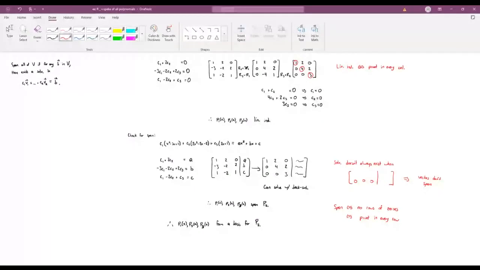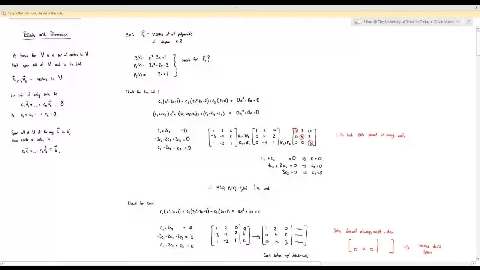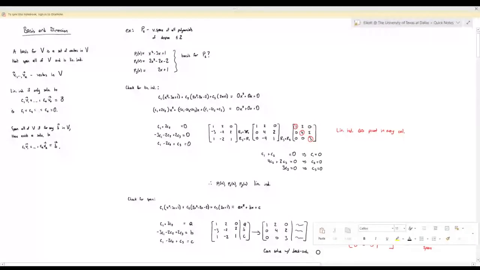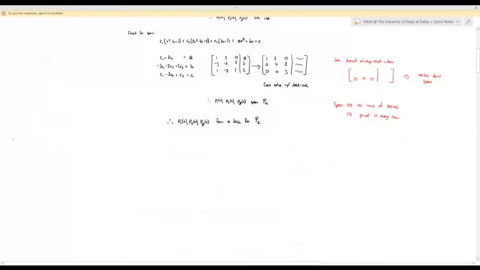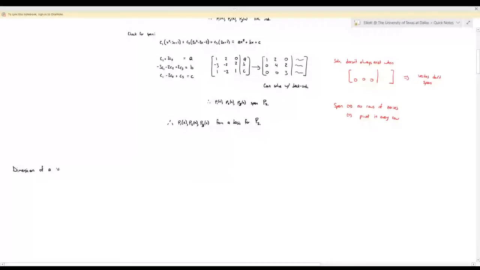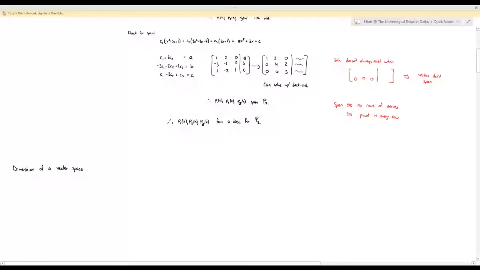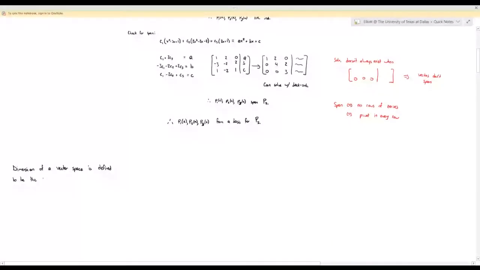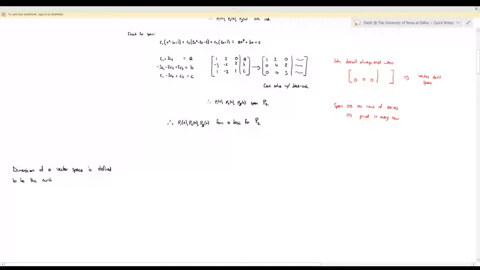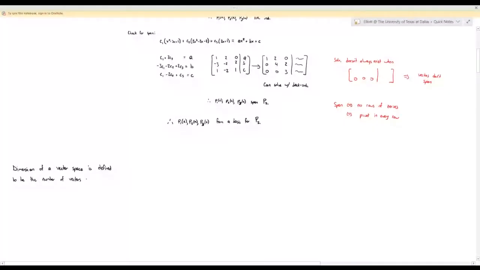But that's all I wanted to do for the first part, just one more example of checking if a given set of vectors is a basis or not. Let me now talk about dimension a bit. The dimension of a vector space is defined to be the number of vectors in any basis for the space.